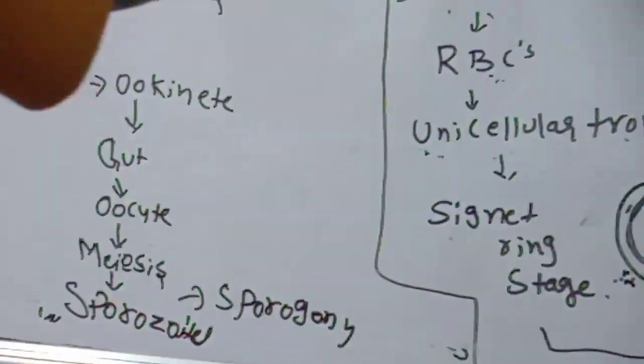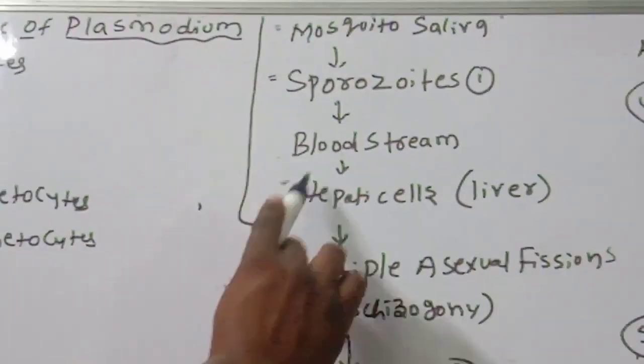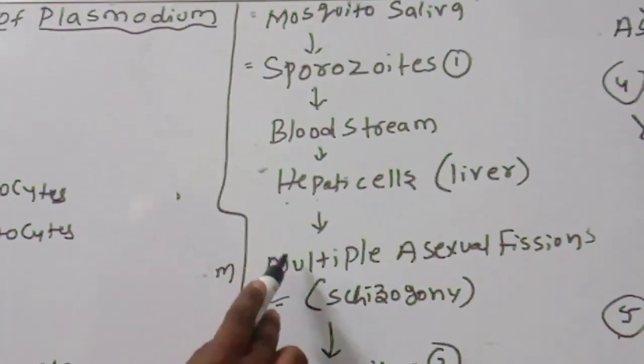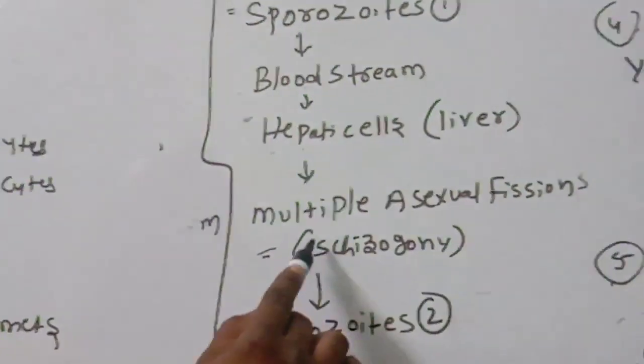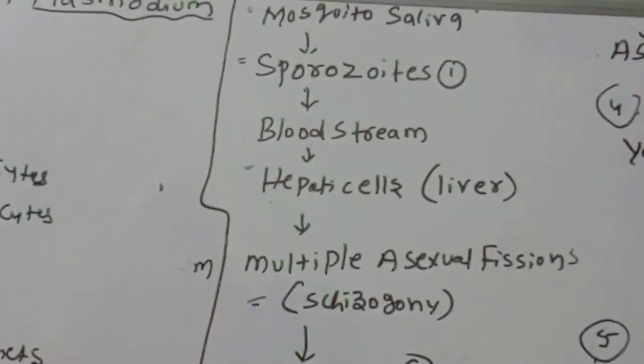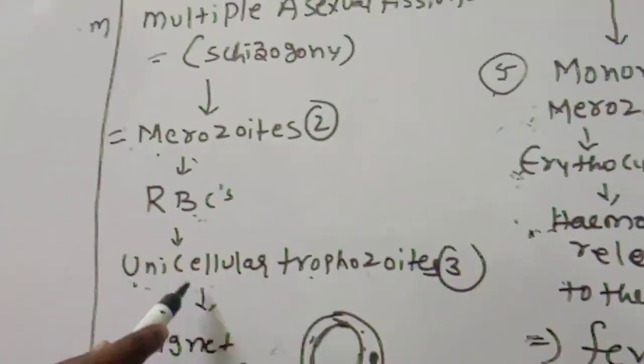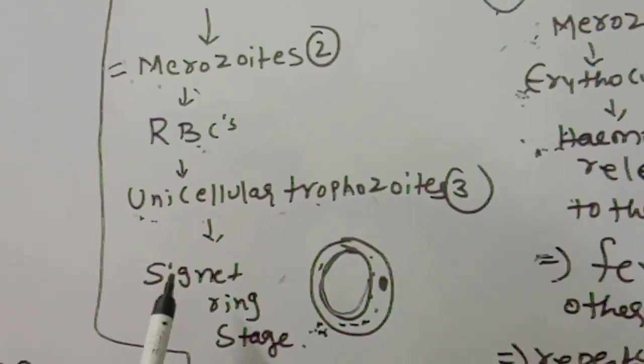Okay, children, observe very carefully. The mosquito's saliva has sporozoites. This sporozoite enters the bloodstream, then goes from the bloodstream to hepatic cells. Then there are multiple asexual fusions, zygogony. Then merozoites will come. Sporozoites convert into merozoites. Merozoites will attack the RBCs, and these merozoites will be converted into unicellular trophozoites in the RBCs.